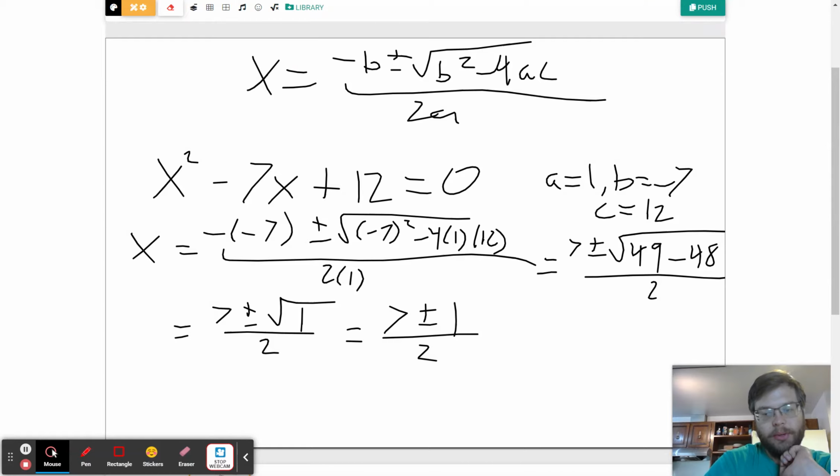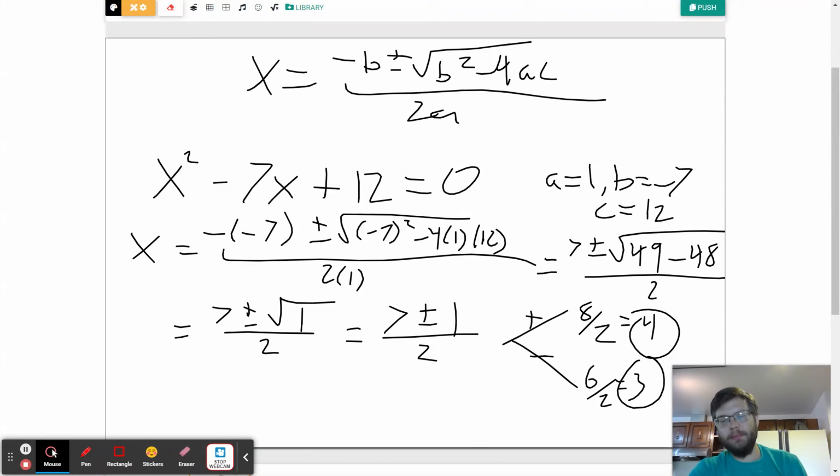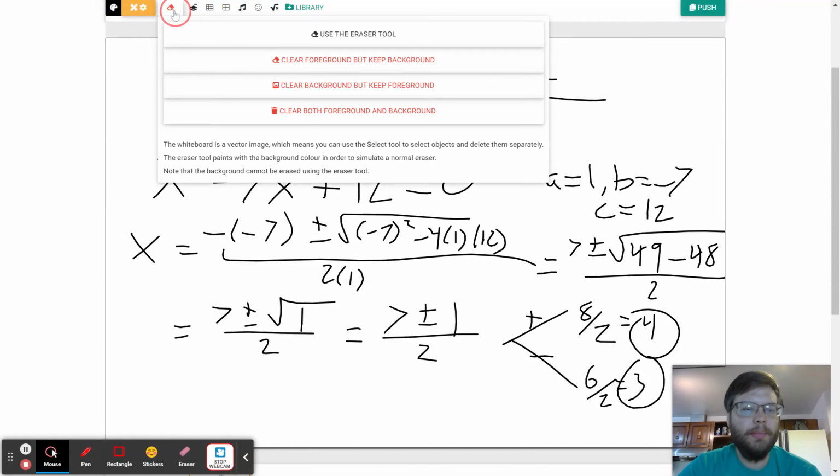Now here's where we get our two answers. We do a plus and we do a minus. If I do plus 1, 7 plus 1 is 8. If I do minus 1, 7 minus 1 is 6. 8 divided by 2 is 4. 6 divided by 2 is 3. Those are my two solutions. If I plug those numbers back into the original problem, I get 0 for each of them. Let's do a slightly more complicated example.